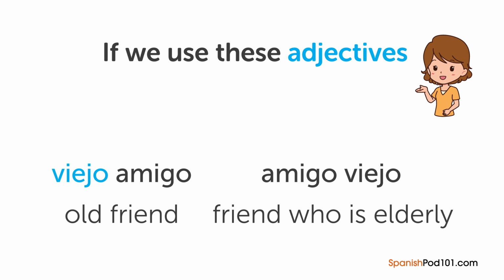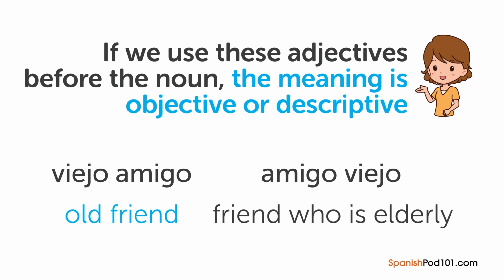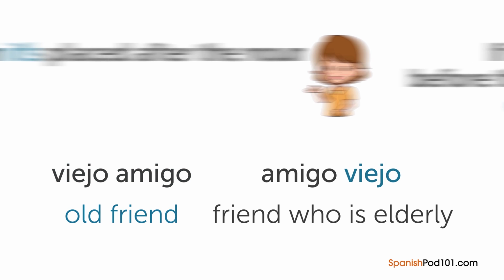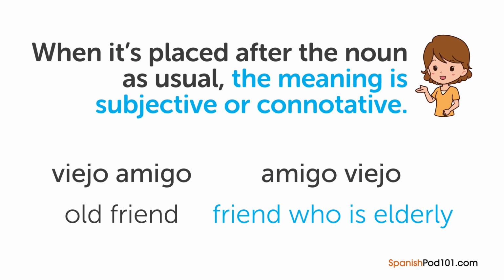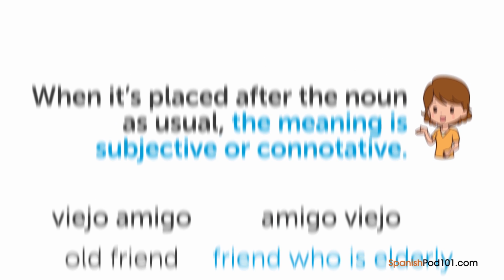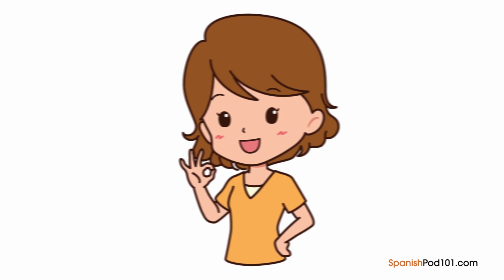If we use these adjectives before the noun, the meaning is objective or descriptive. When it's placed after the noun, as usual, the meaning is subjective or connotative. Let's go through some examples so you can learn how to use adjectives before nouns correctly in Spanish.